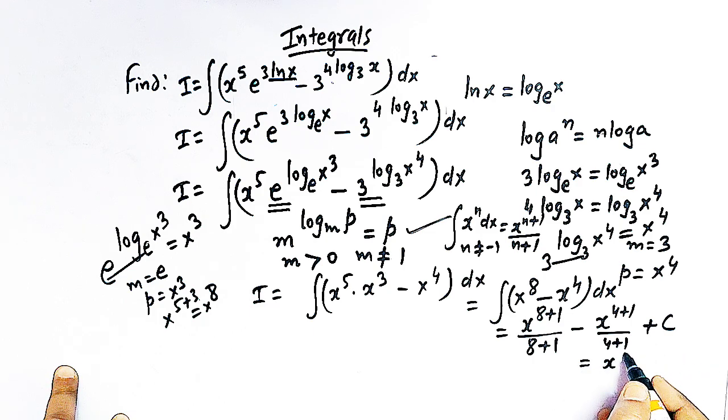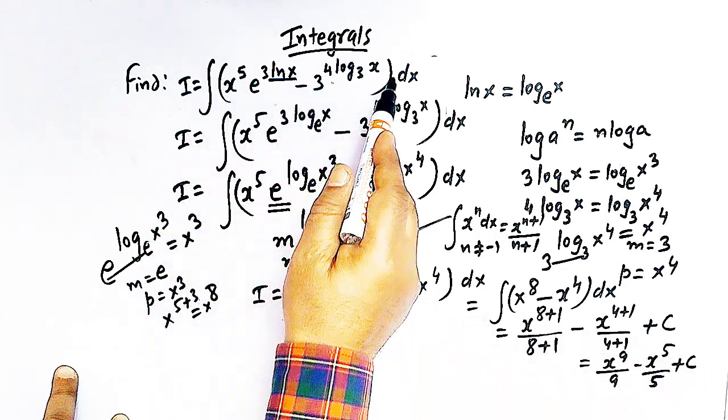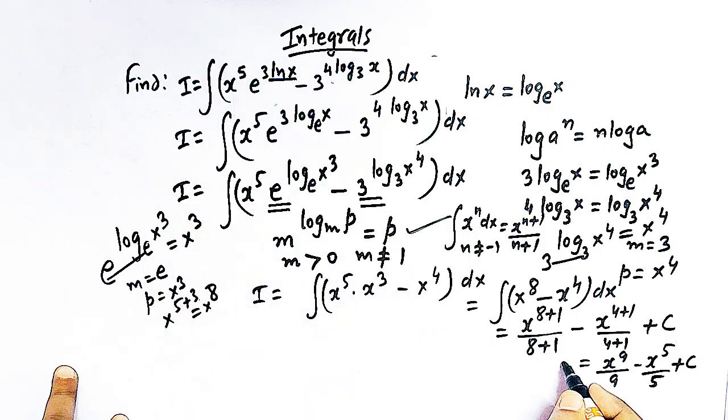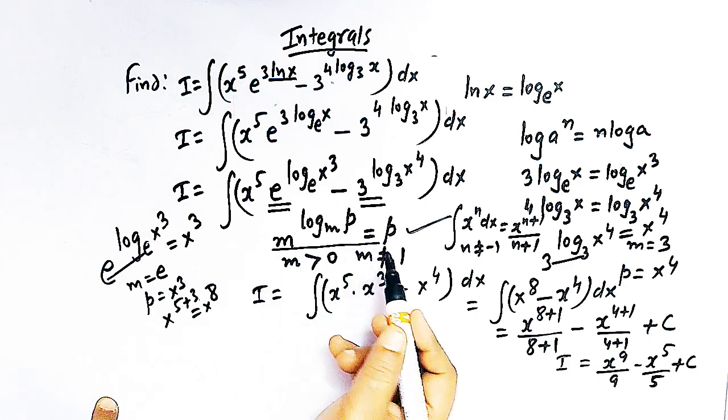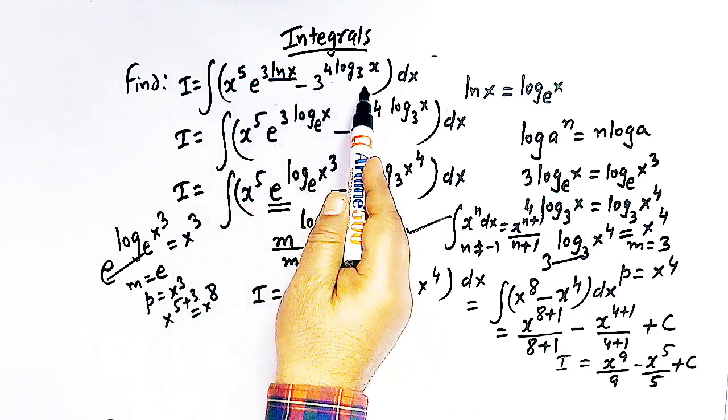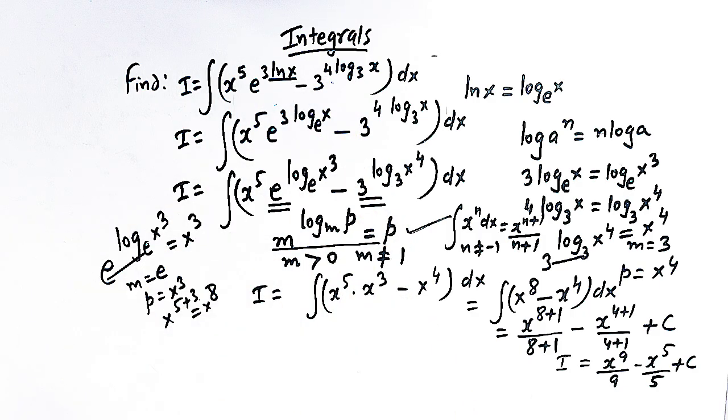So now this is x raised to 9 over 9 minus x raised to 5 over 5 plus c. So the value of this indefinite integral I is given by x raised to 9 over 9 minus x raised to 5 over 5 plus c, where c is the constant of integration. So this is how by making use of this property we can evaluate these kinds of indefinite integrals.